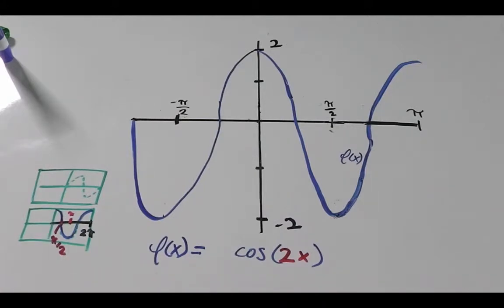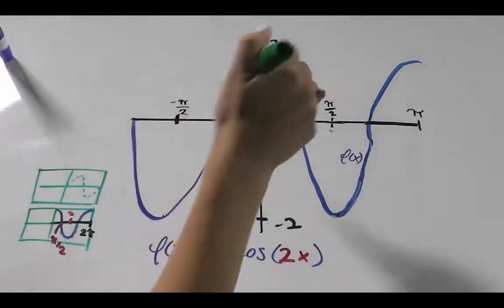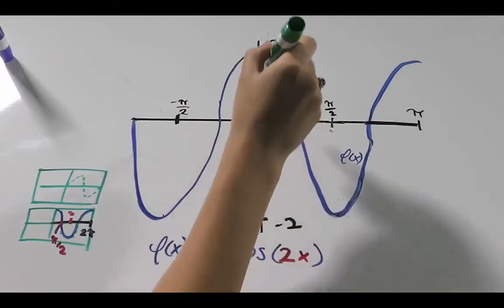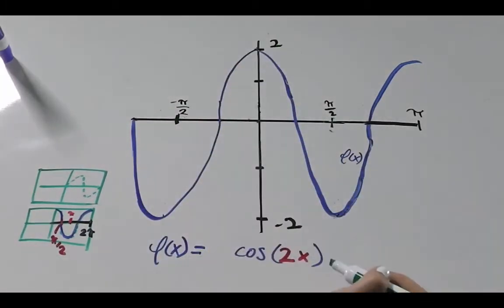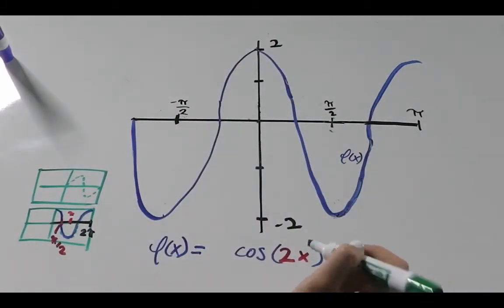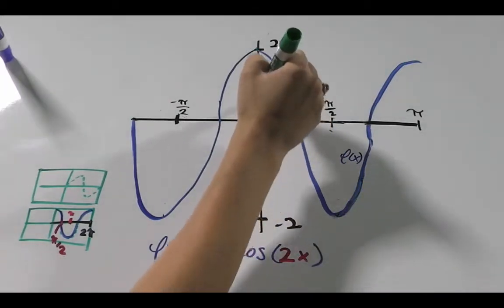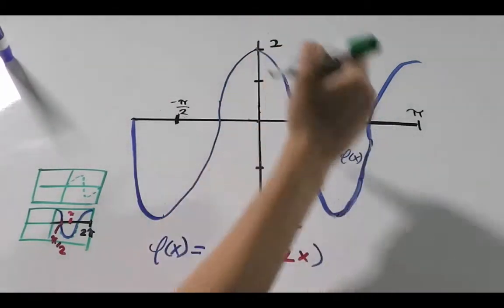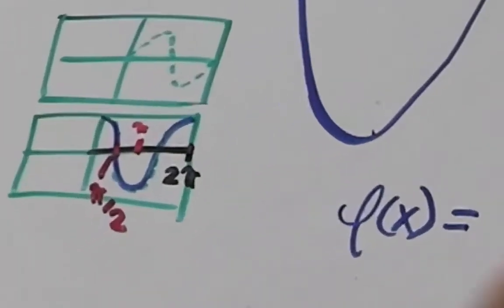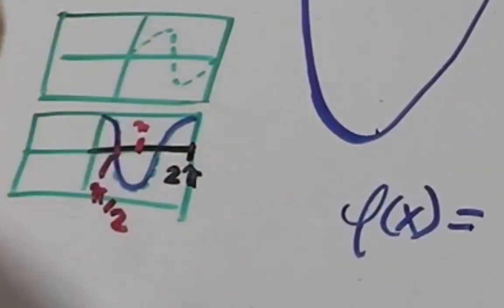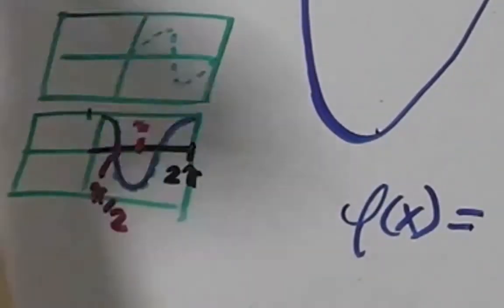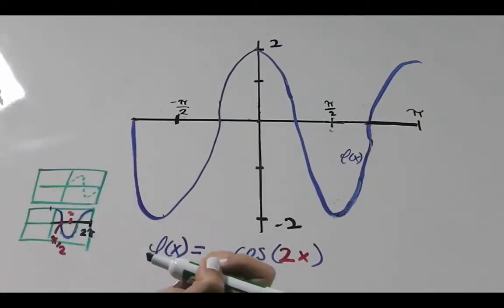Next, let's talk about amplitude. Amplitude is the height from the 0 to the highest point of a trigonometric function. In our case, the tallest point is 2. And in a generic cosine function, the tallest point is just 1. So how do we represent that?